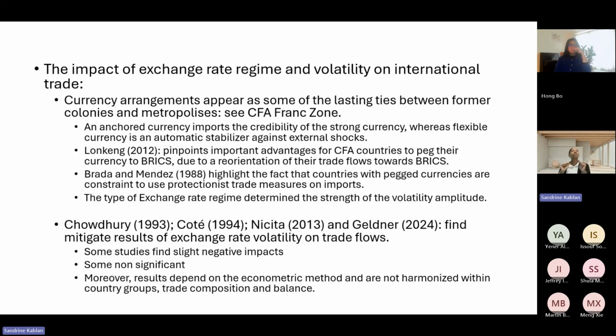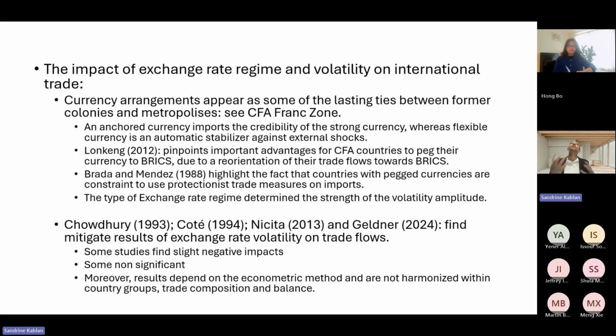Now, there is also an advantage for a developing country to have a flexible currency. Why? Because a flexible currency will behave as an automatic stabilizer. It means that whenever there is an external shock for this country, and we know how sensitive developing countries are to external shock, this flexible exchange rate will be an automatic stabilizer, and will allow the current account to come back to equilibrium.